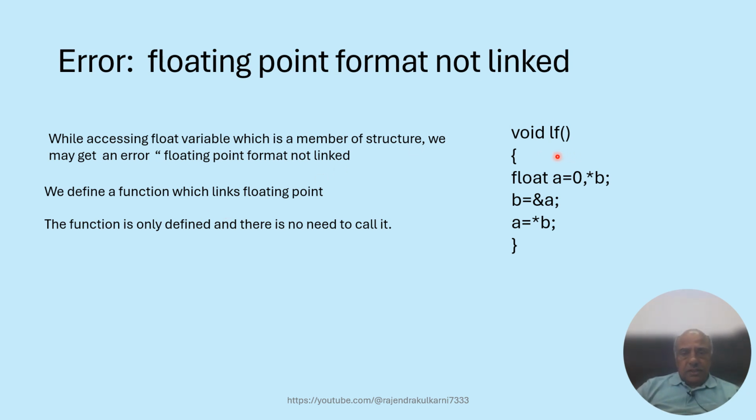Here lf is the name of the function, then float a is equal to 0, *b, b is equal to &a. We are initializing b with the address of a, and a is equal to *b. We are accessing and assigning the contents of the variable whose address is held by the pointer variable b. In the program, how to use it we will see in the next slide.